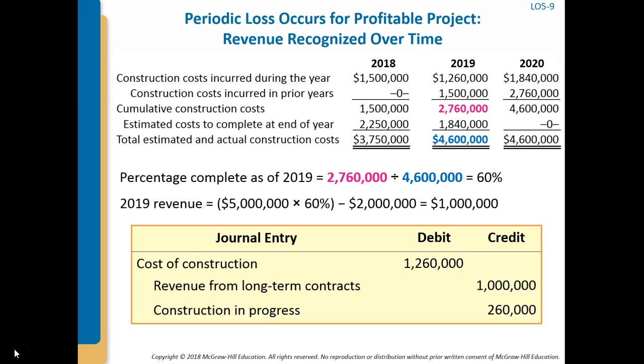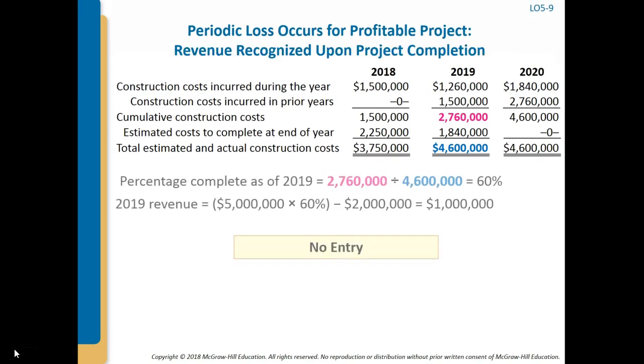So as you see here, the revenue of $5 million times the 60% minus the $2 million equals $1 million. So we would have our cost of construction as a debit. We would then show our credit of revenues of long-term contracts, and then construction in progress as a credit for $260,000. No entry is made if revenue recognition is delayed until contract completion.